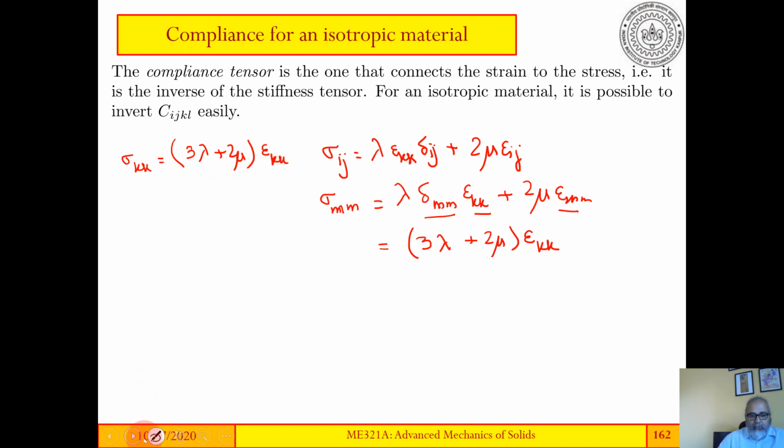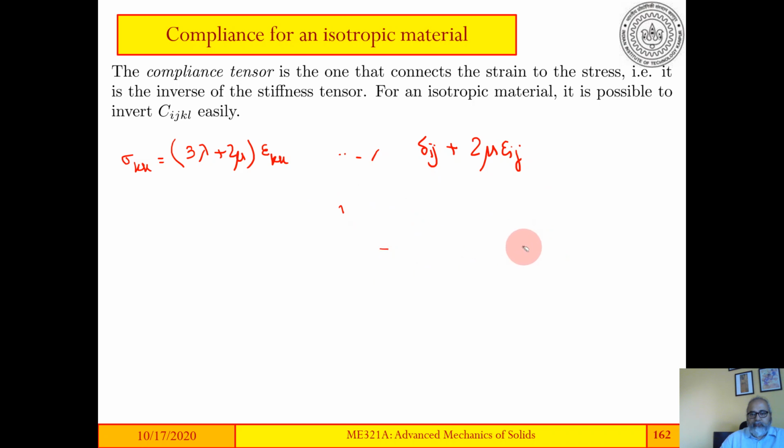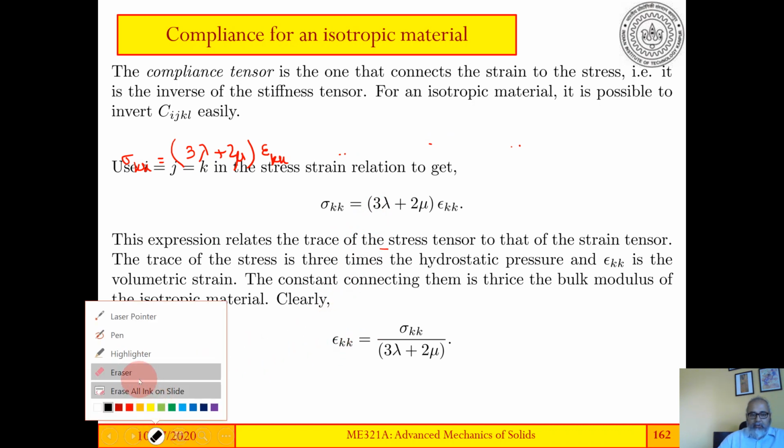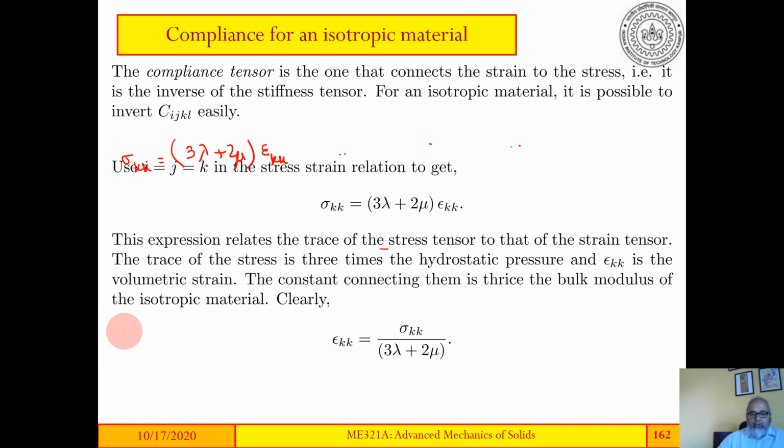Okay, so then this is a scalar quantity. So is this and this. So sigma kk is the sum of the diagonal components of the stress tensor. Epsilon kk is the sum of the diagonal components of the strain tensor. So epsilon kk is sigma kk divided by 3 lambda plus 2 mu is what we get.